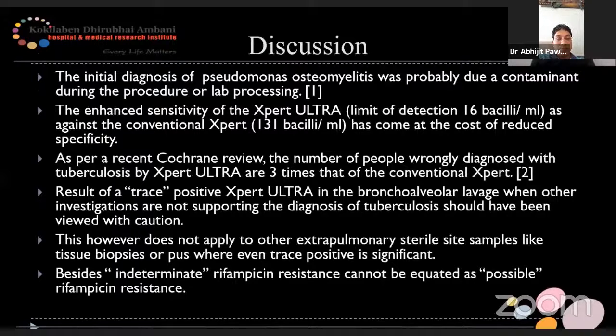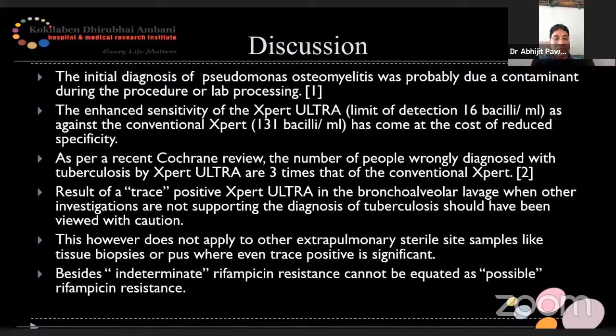Discussion. The initial diagnosis of Pseudomonas osteomyelitis in our case was probably due to contamination during the procedure or lab processing. The enhanced sensitivity of Xpert Ultra as against the conventional Xpert has come at the cost of reduced specificity. As per a recent Cochrane review, the number of people wrongly diagnosed with tuberculosis by Xpert Ultra is 3 times that with conventional Xpert. A trace positive Xpert Ultra in the bronchoalveolar lavage, when other investigations are not supporting the diagnosis of tuberculosis, should have been viewed with caution.